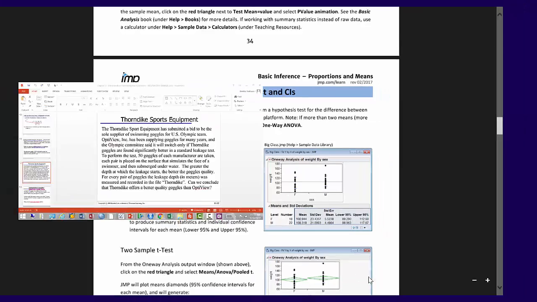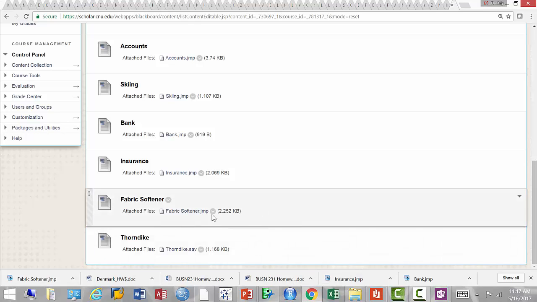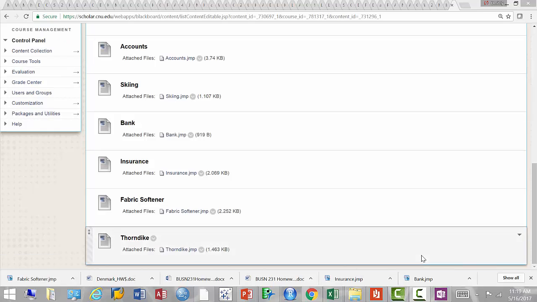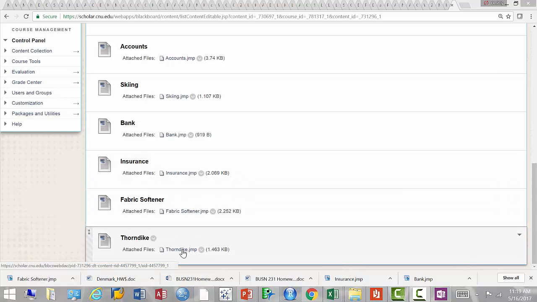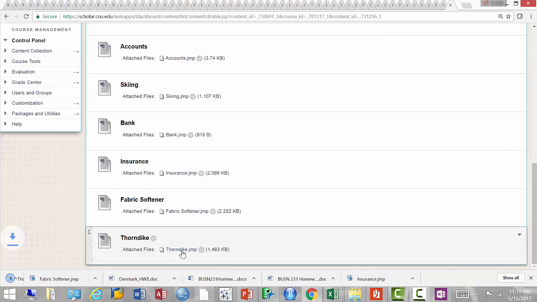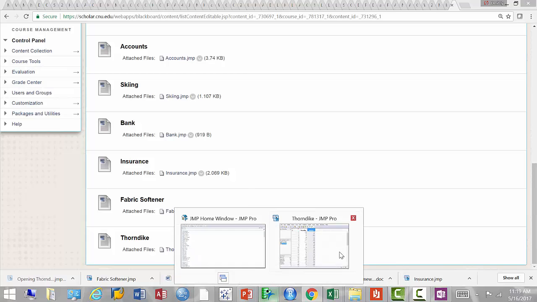Sorry. Whoa. Goes in circles, right? I uploaded the data yesterday, I believe, on Scholar. The data is called Thorndike. Why is it SAV? Because it looks like it's SPSS. Hold on. I didn't realize that it's still old. I'm going to change the data. Give me a sec. Okay, now that I uploaded the new file, let's download the file, Thorndike JMP, and open it up. Double click, and there it is.